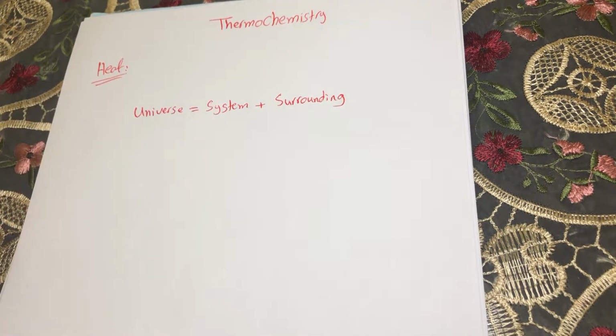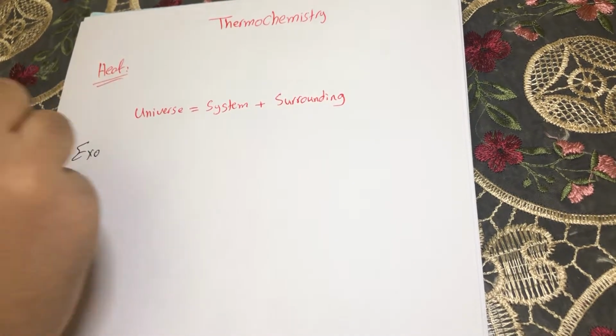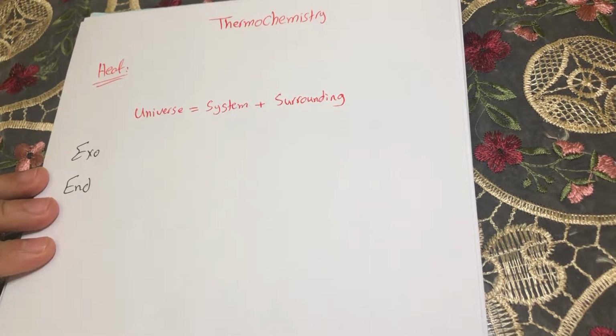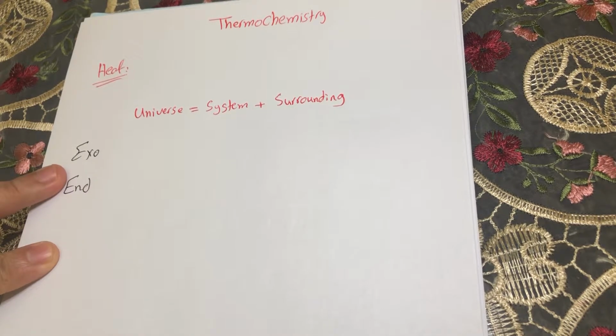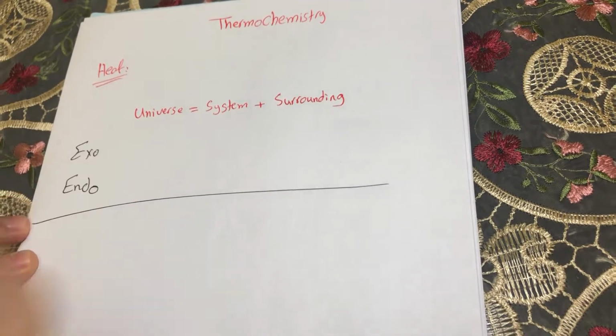And all of us know we have exothermic processes and endothermic processes. What is the difference between exothermic and endothermic? Exothermic is heat given off by the system to the surrounding, but endothermic is heat absorbed by the system from the surrounding.